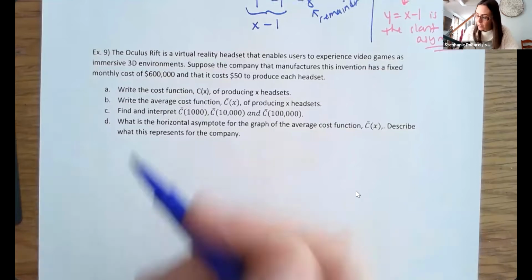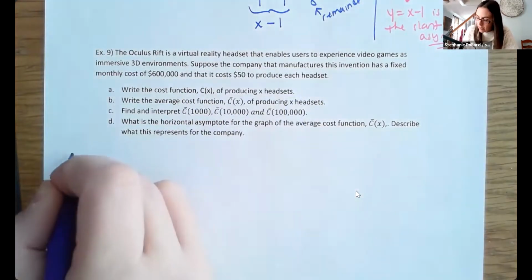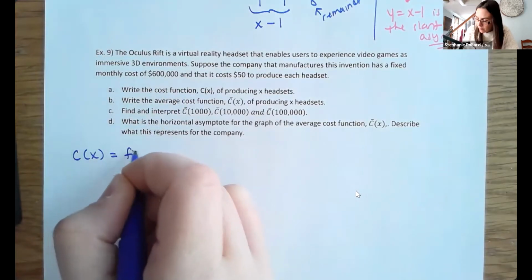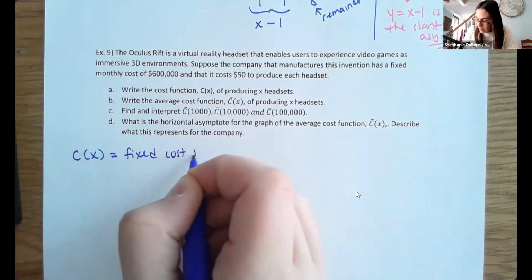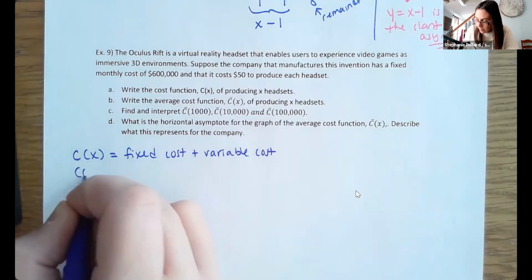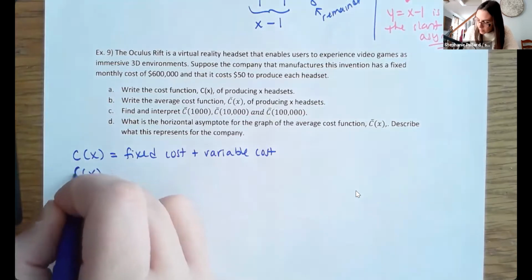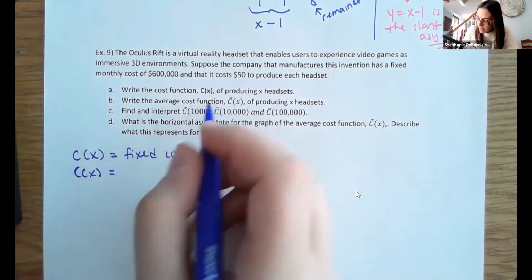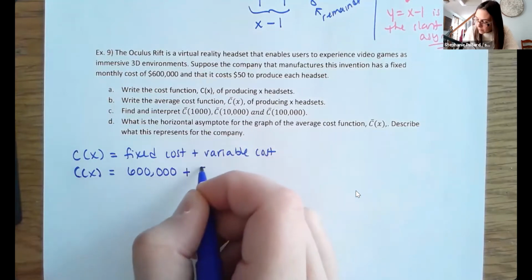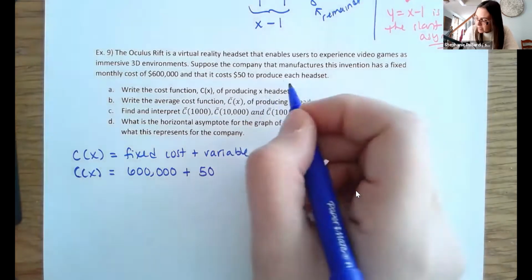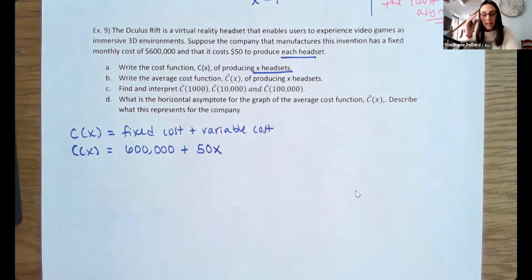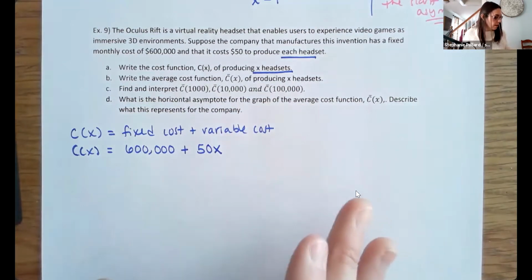So first here, we want to write the cost function for producing headsets. So we're going to use C for cost. And like I said, you're going to have a fixed cost in most cases, plus a variable cost. So in this case, our fixed cost, so this is C of x, would be that 600,000. And then the variable cost is $50 for each headset. So we're going to use X for our number of headsets. So it's going to be 50X here as our starting part.